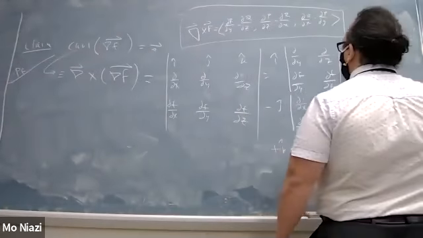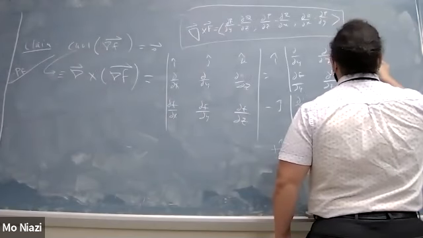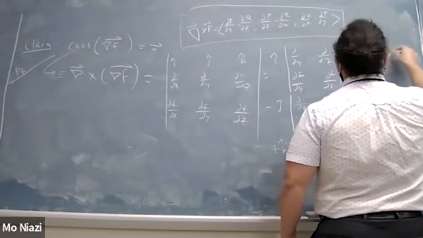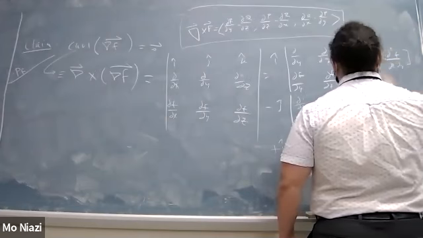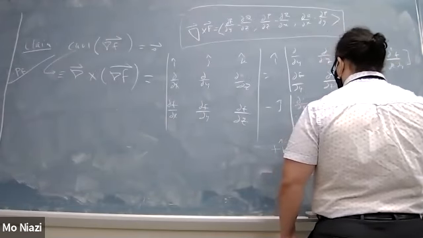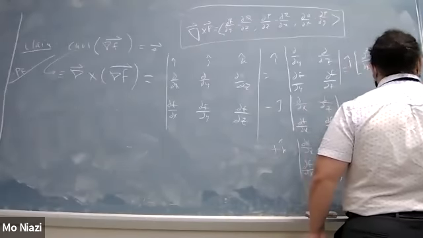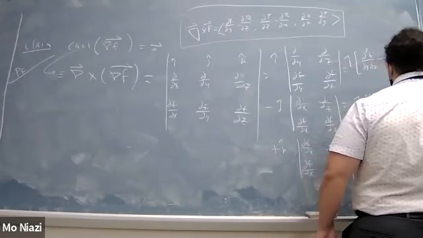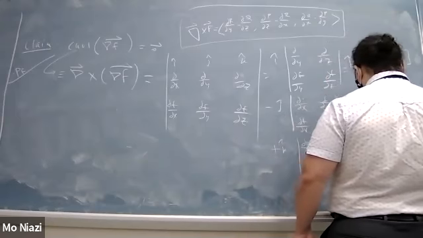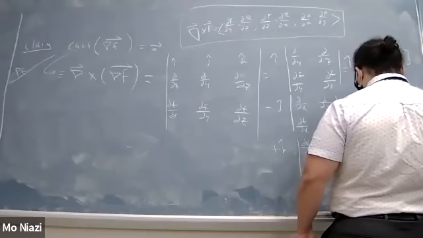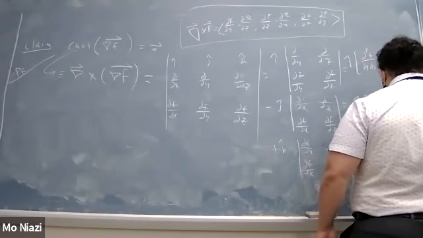So this becomes i hat times partial y of partial f partial z, minus partial z of partial f partial y, minus j hat times partial x of partial f partial z, minus partial z of partial f partial x, plus k hat times partial x of partial f partial y, minus partial y of partial f partial x.